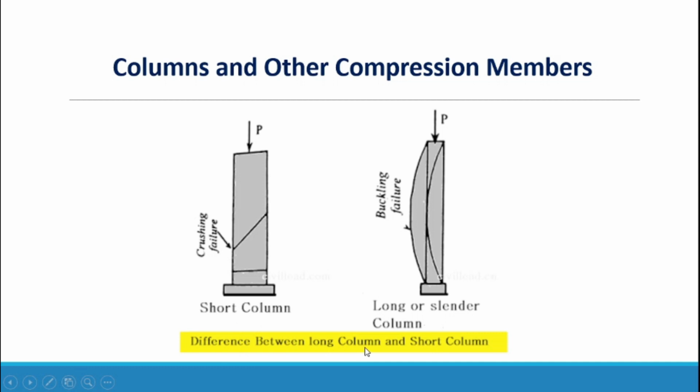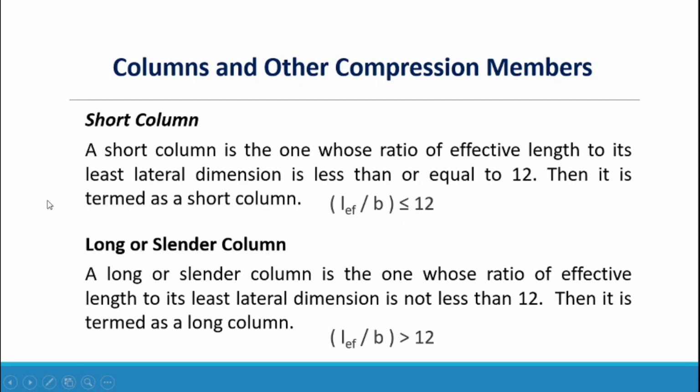And the difference between long column and short column. A short column with a concentrated P will have crushing failure, while a long or slender column will have buckling. A short column is one whose ratio of effective length to its least lateral dimension is less than or equal to 12. Effective length over B is less than or equal to 12, and we can call it a short column.